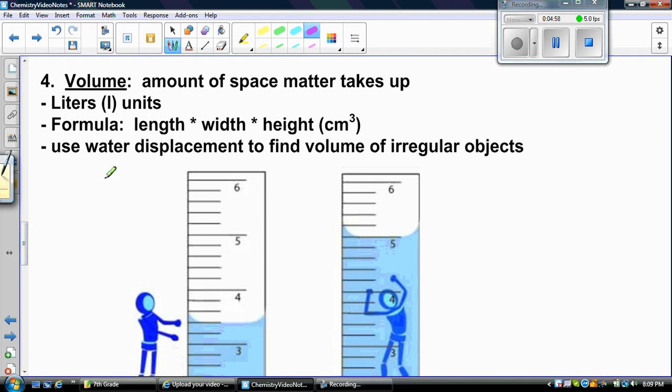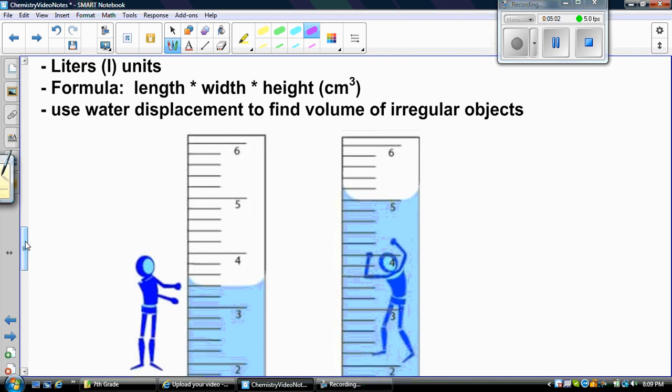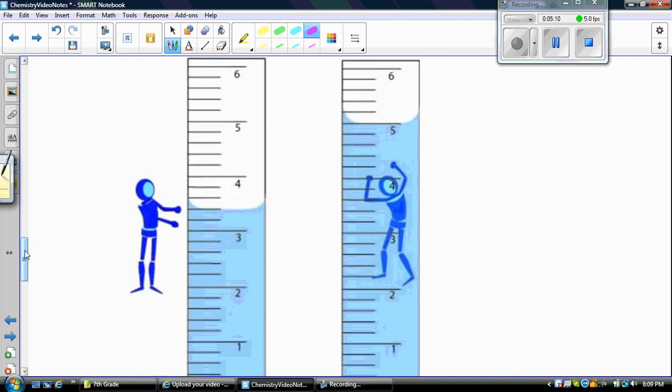If it's an irregular object, like this person, we don't have a certain length, width, and height. You have to use water displacement to find the volume of irregular objects. So how do you do that? You fill a graduated cylinder up with a certain amount of water. Dump the irregular object in, in this case a little stick figure. The volume rises. You measure how much water is displaced.